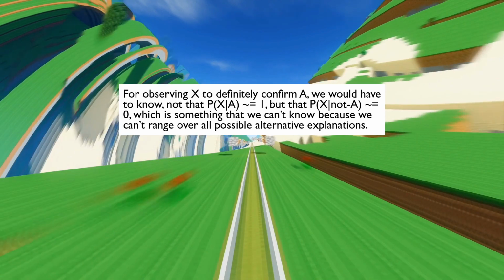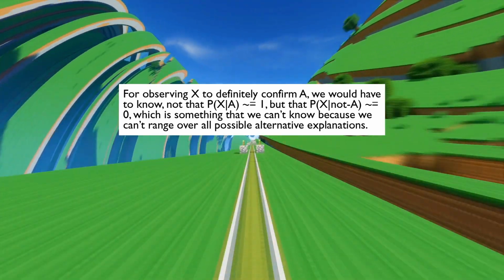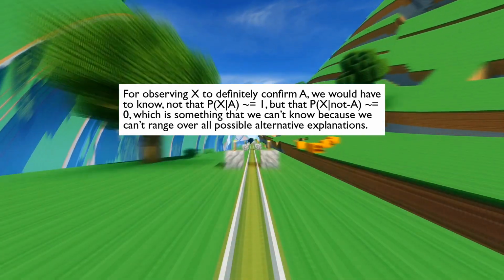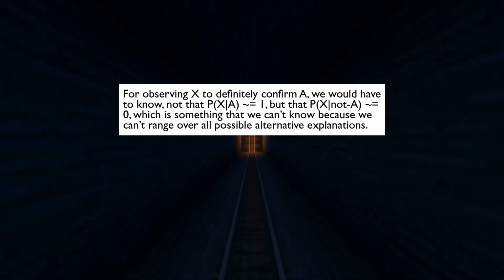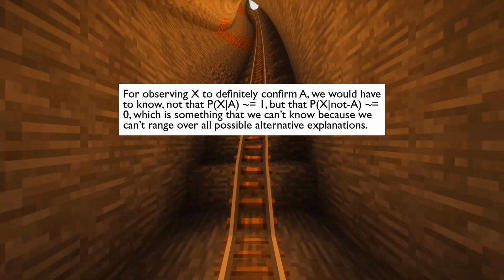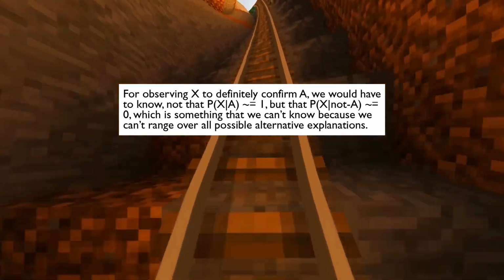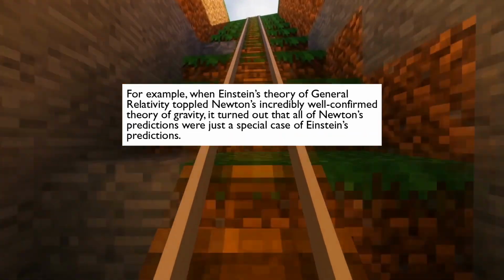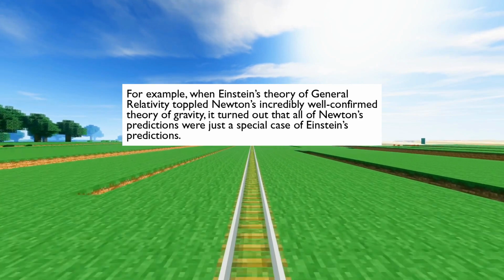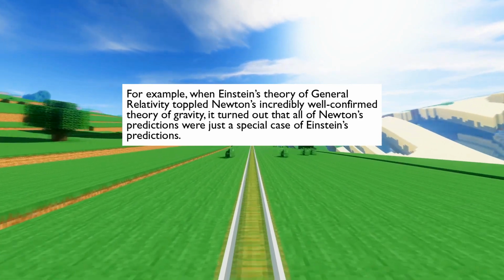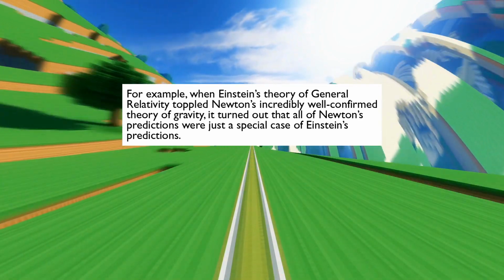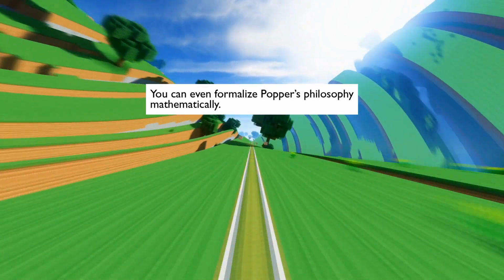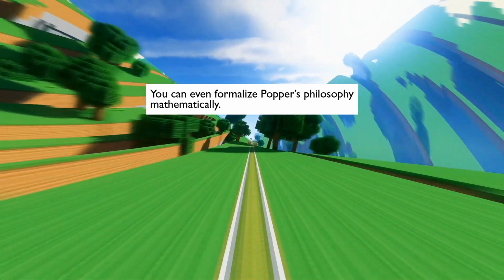For observing X to definitely confirm A, we would have to know, not that P(X|A) is approximately equal to 1, but that P(X|not A) is approximately equal to 0, which is something that we can't know because we can't range over all possible alternative explanations. For example, when Einstein's theory of general relativity toppled Newton's incredibly well-confirmed theory of gravity, it turned out that all of Newton's predictions were just a special case of Einstein's predictions. You can even formalize Popper's philosophy mathematically.